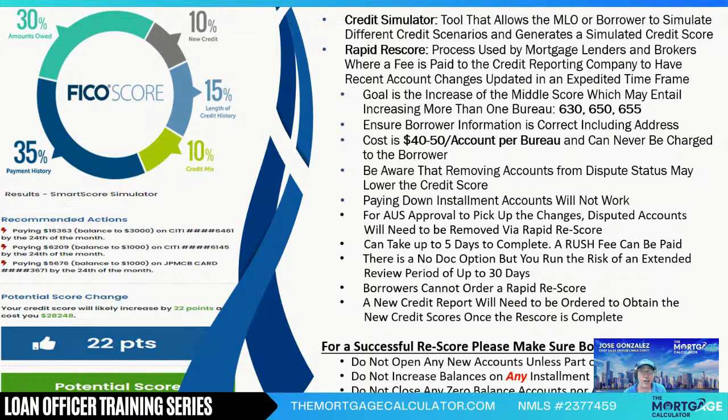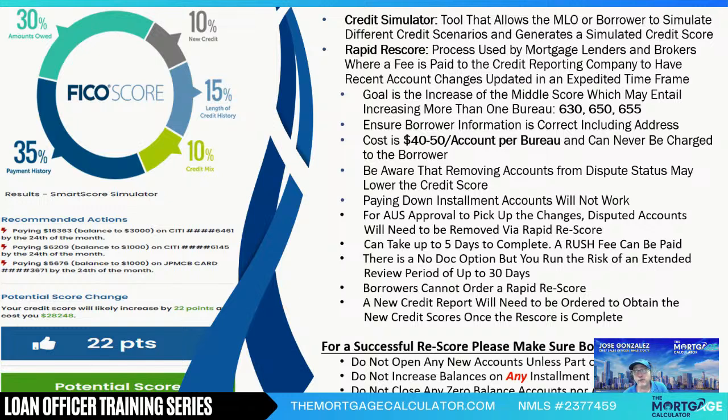Please note that the cost is going to be anywhere from $40 to $50 per account per bureau, right? So if you're rescoring that account in 2 bureaus, Experian and Equifax, for example, it's going to be the 40 or 50 times 2, and then that for each additional account, depending how many are being rescored.